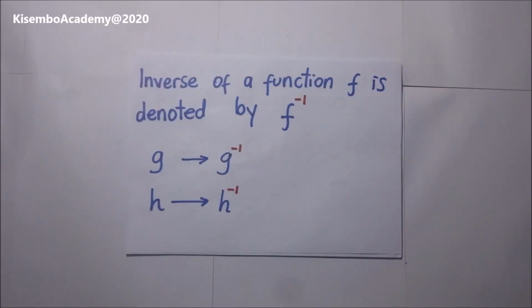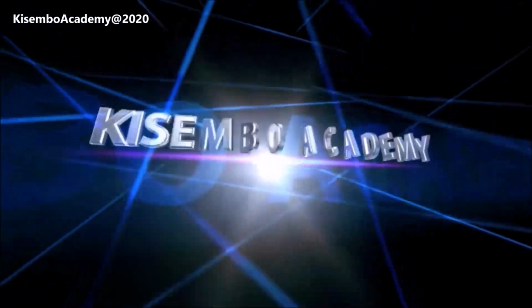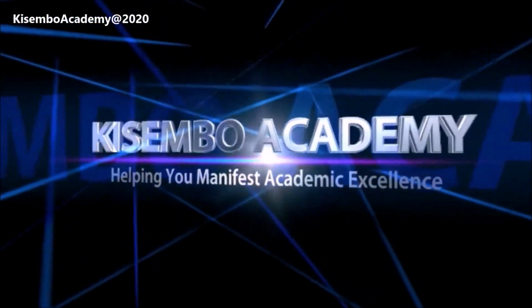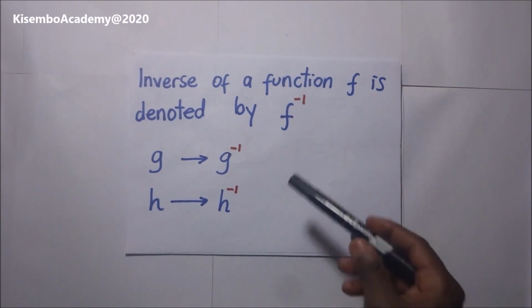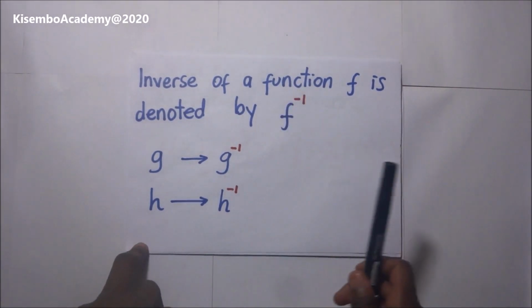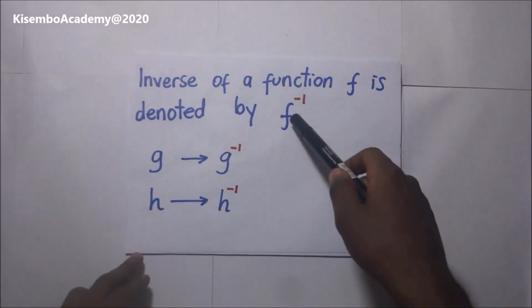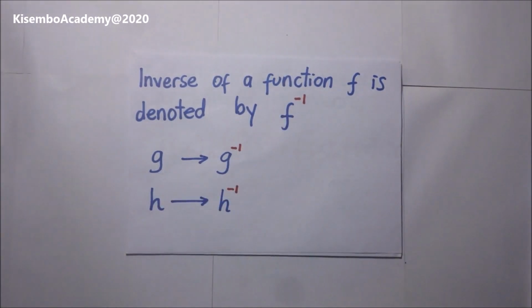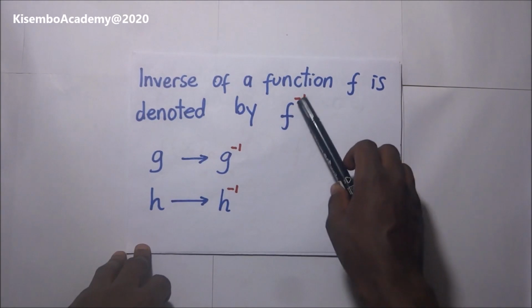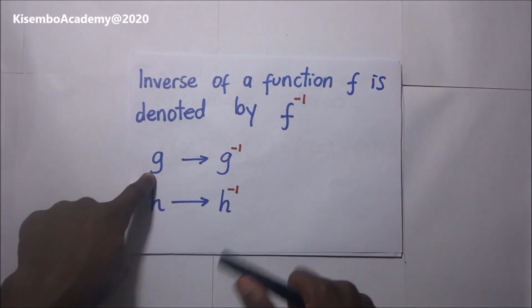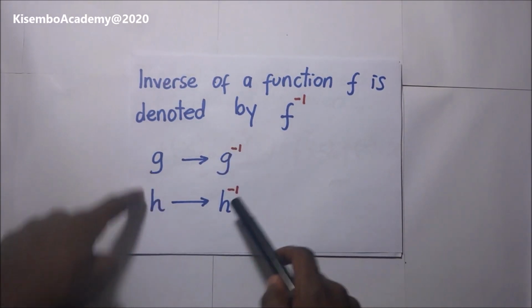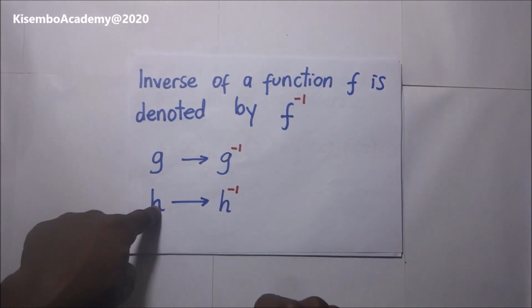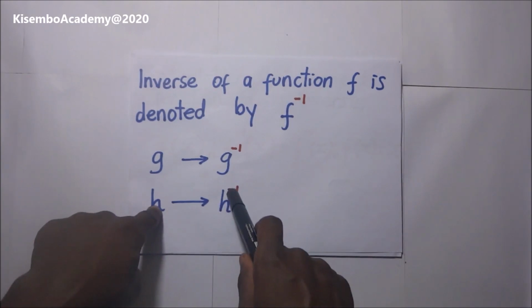In this session, we look at the inverse of a function. An inverse of a function is another way of saying the reverse of a function, and it is denoted by the power -1. Functions can be labeled f, g, h, or any letter. For example, if the function is labeled g, the inverse is g to the power -1. If it is labeled h, the inverse is h to the power -1.